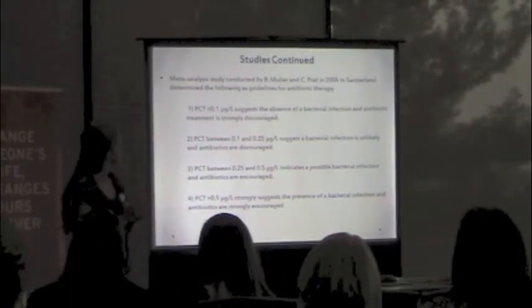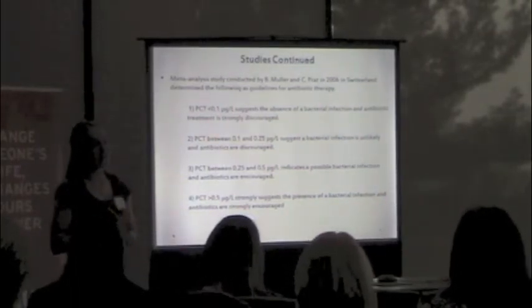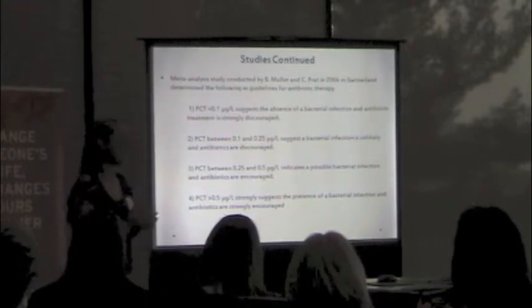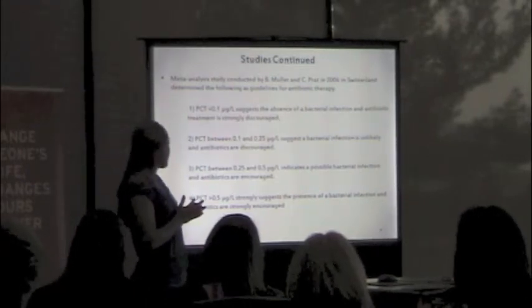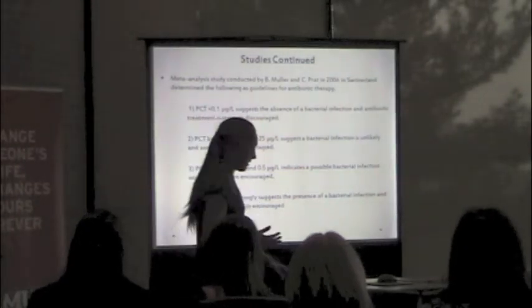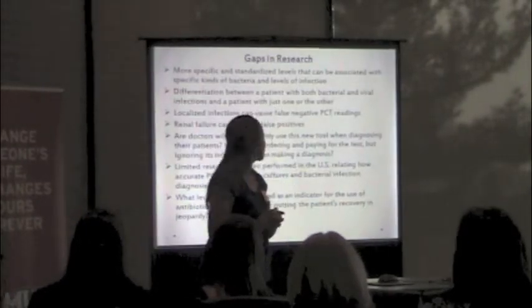Serum levels between 0.25 and 0.5. This is when you start to really see the bacterial infection being present in the body. And then greater than 0.5, that's a significant bacterial infection. We strongly suggest using antibiotics.